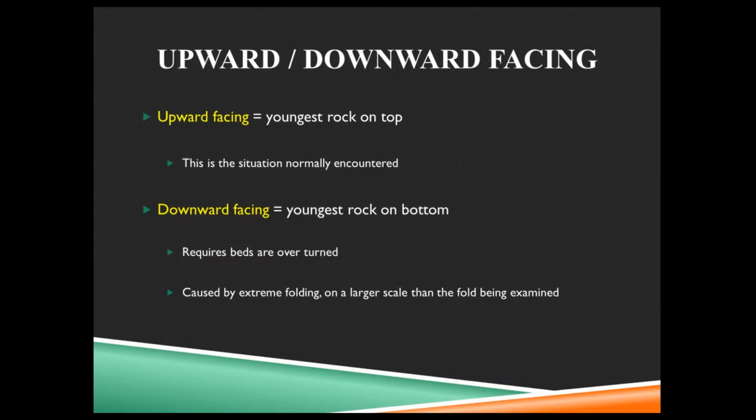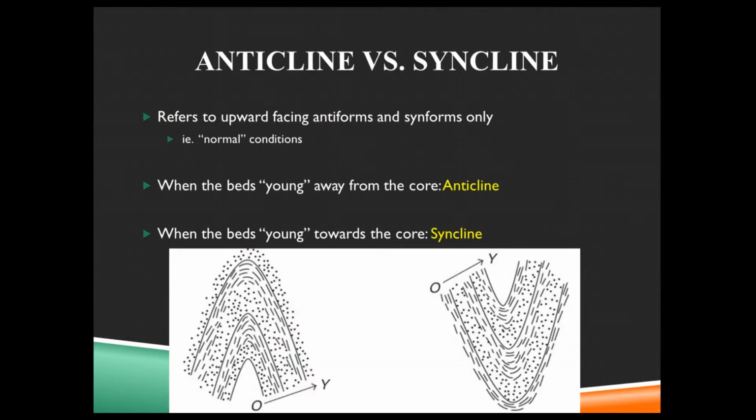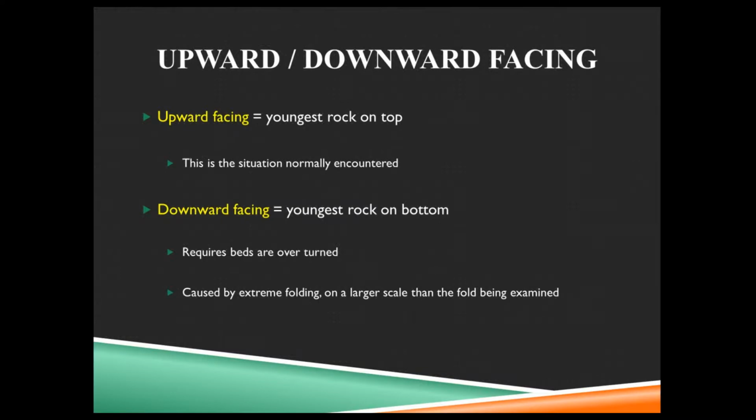If you go ahead and fold that, you have an upward facing fold. Unless things get really extreme. If you have something labeled downward facing, this means that the youngest is on the bottom. The beds have been overturned. This is usually caused by extreme folding on a scale much larger than what you're looking at. Hopefully it'll make a little bit of sense here in just a second. Actually, I'll come back to that.